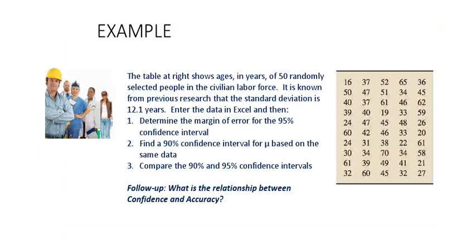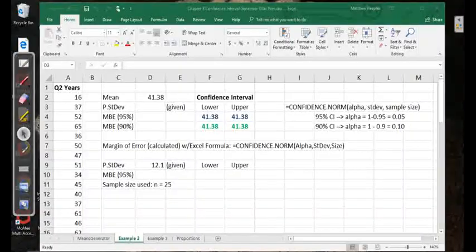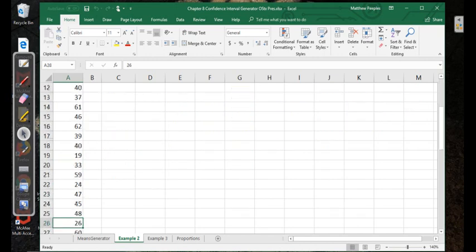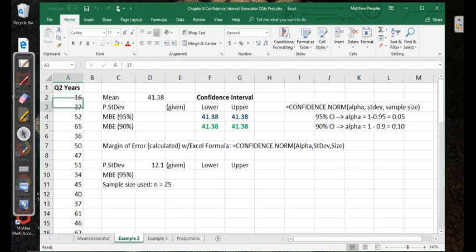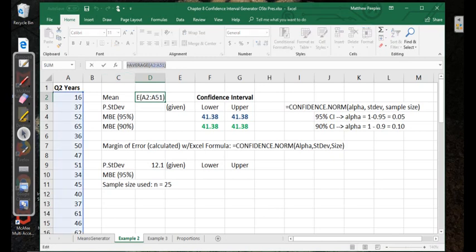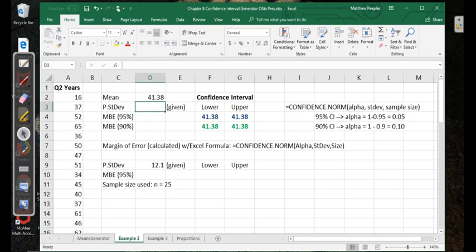All right, so in Excel, I've entered in this data here, and let's go to Excel. Here it is. Our years, of course, are shown over here in column 1, and I'm going to post this data set for you guys to fool around with too on the board. Our mean, which is found by taking the average of all the elements from A2 to A51, right, all 50, is 41.38. Now, what is our population standard deviation? Well, that's given. That is 12.1 years.